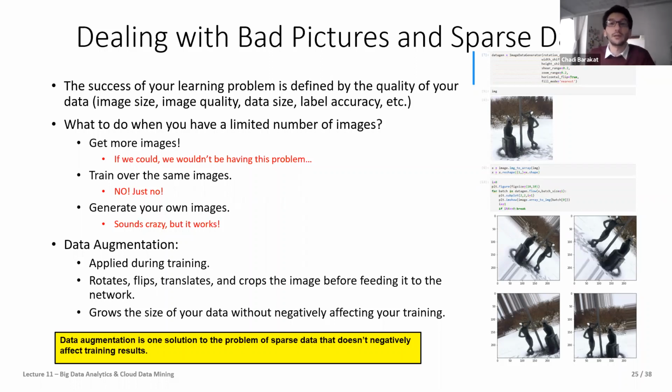Sometimes it helps a lot, sometimes it doesn't help at all, but at least you know that it's not making it worse, as opposed to using the same images over and over and over again, because then you have something where the network is just memorizing things instead of learning new things.